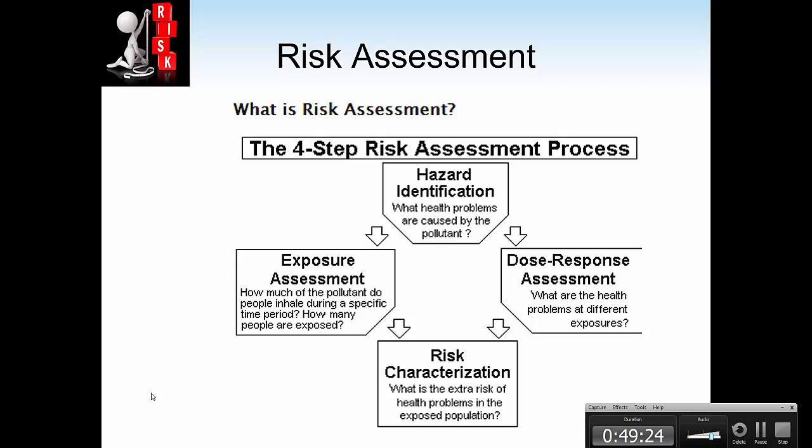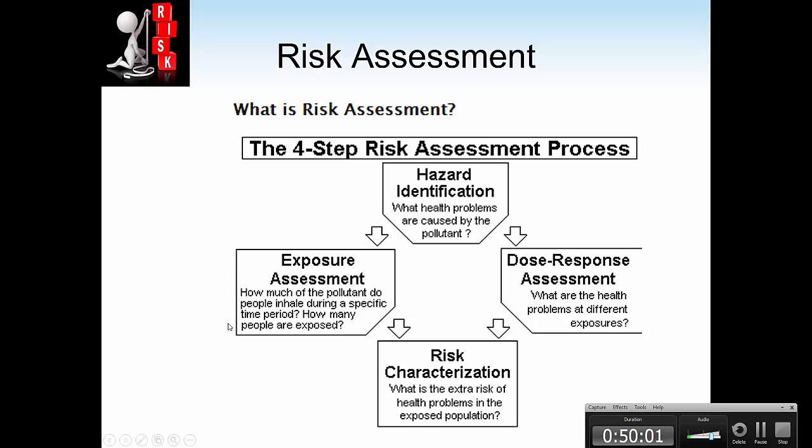Okay, so risk assessment. We're measuring risk. Now, how does that play into the whole scheme of things? Again, there is a 4-step risk assessment, all of which we've been talking about all along. Number 1, hazard identification: what health problems are caused by the pollutant? There's all of the things that we've already talked about, calculations as far as risk.